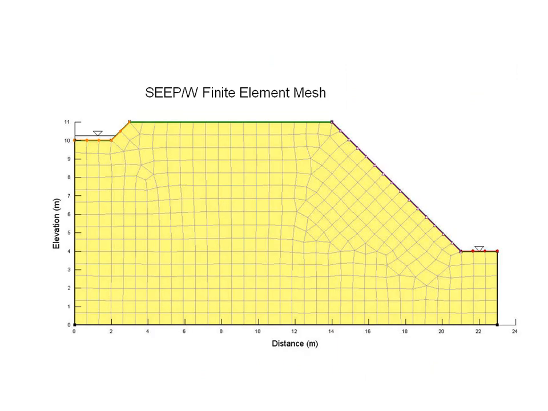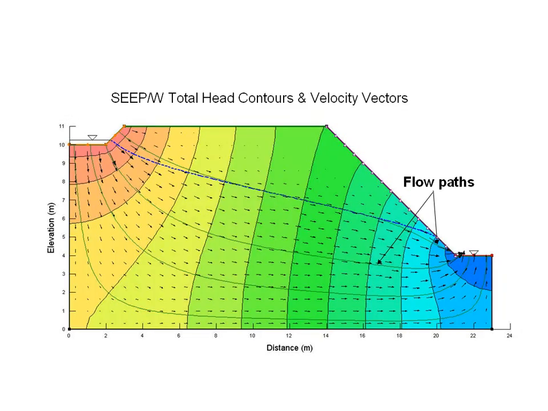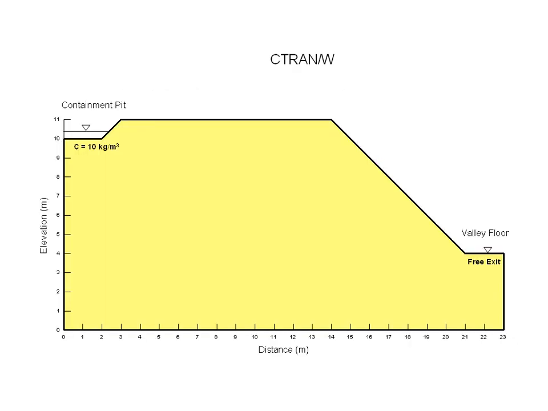CTRAN/W is always used in conjunction with SEEP/W or VADOSE/W, finite element programs that are part of the GeoStudio product line. The first step is to model the flow regime. To start this lesson, we're going to conduct two contaminant transport simulations for the following profile. On the upland is a pit containing a contaminant fluid with a relative concentration of 10 kilograms per cubic meter. To the right of the pit is a valley where the water table is located at the valley floor.